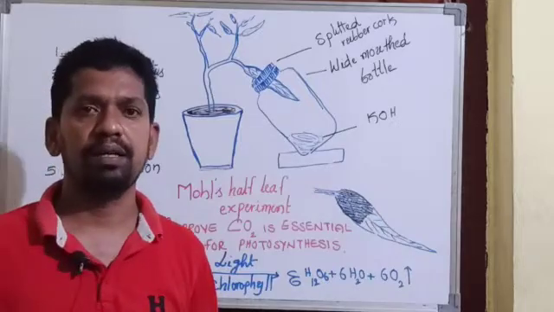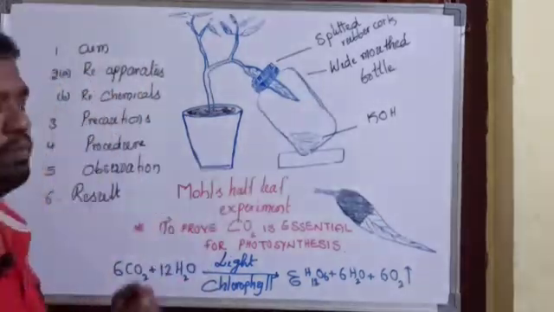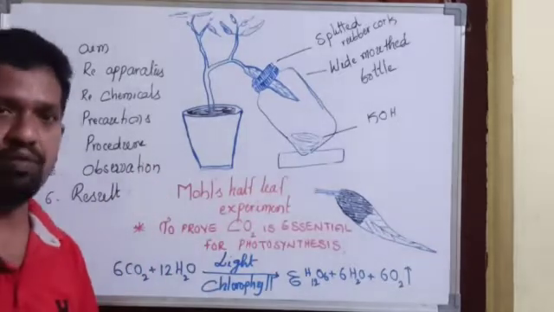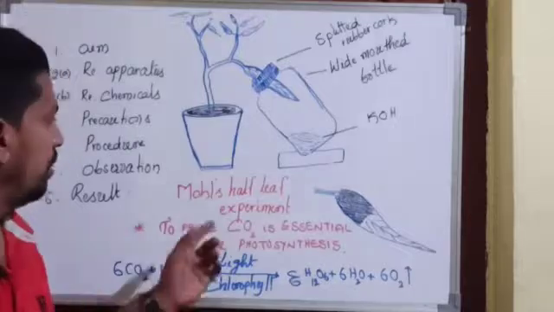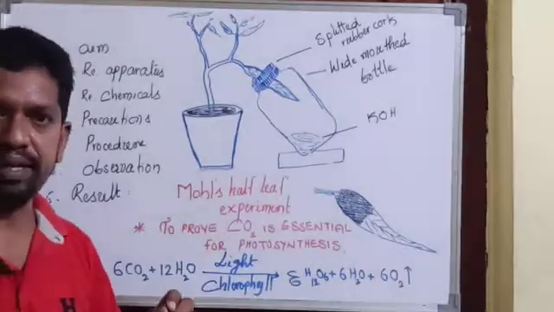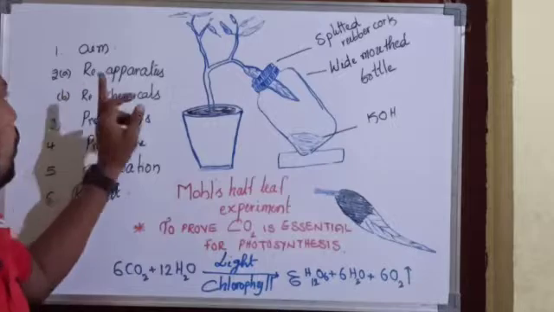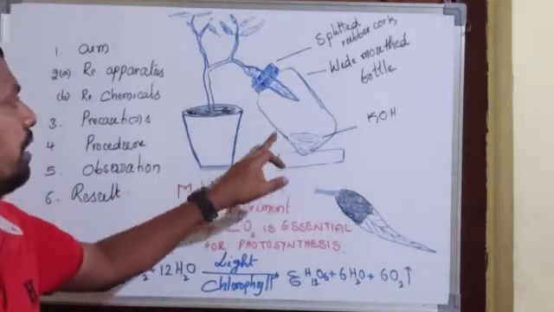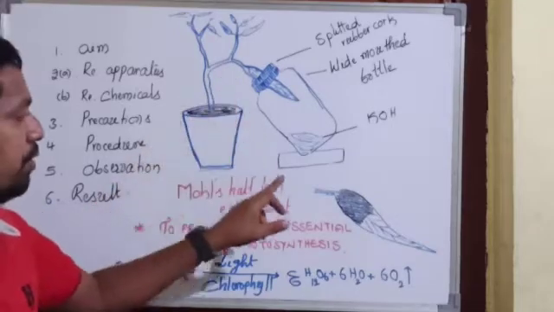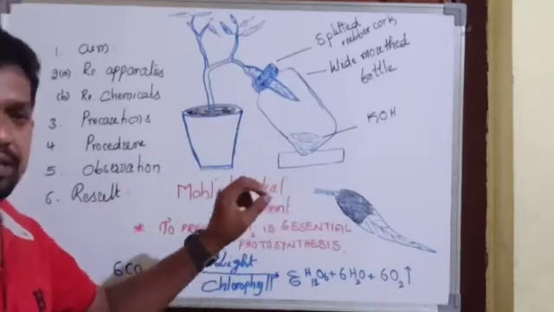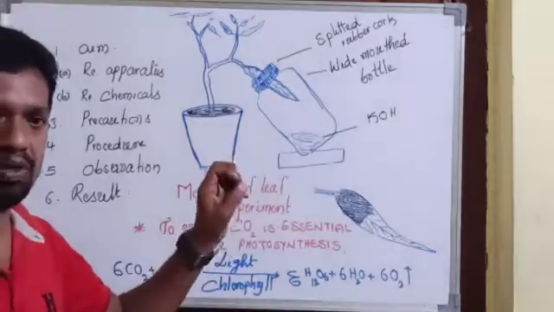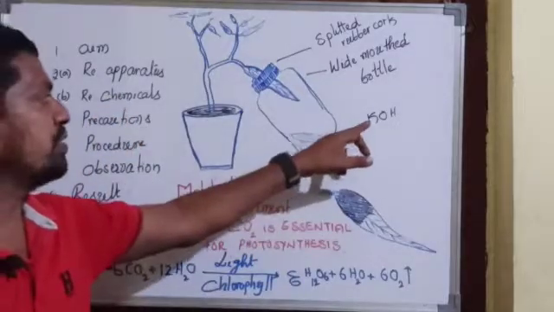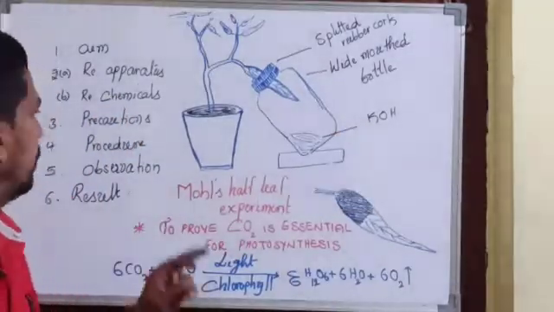I repeat the experiment. Aim: to prove that carbon dioxide is essential for photosynthesis, or the moll's half leaf experiment. The required apparatus are a healthy potted plant, wide mouthed bottle, split rubber cork, petri dish, dropper, test tube, beaker, Bunsen burner, etc. The required chemicals are potassium hydroxide and tincture iodine.